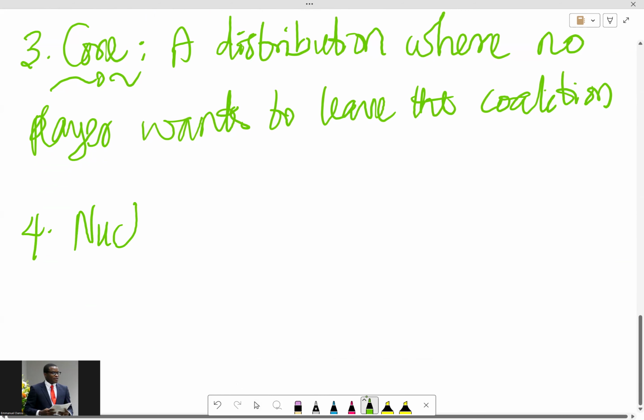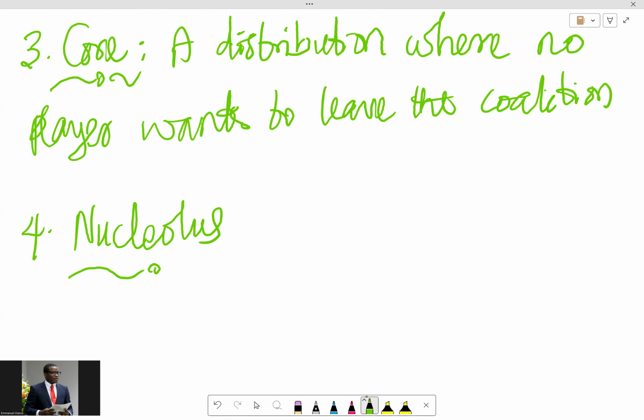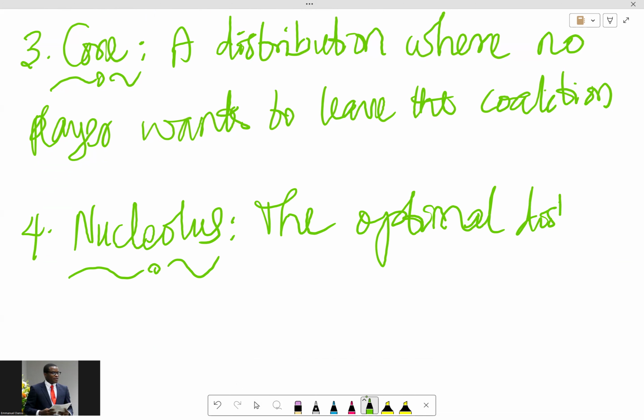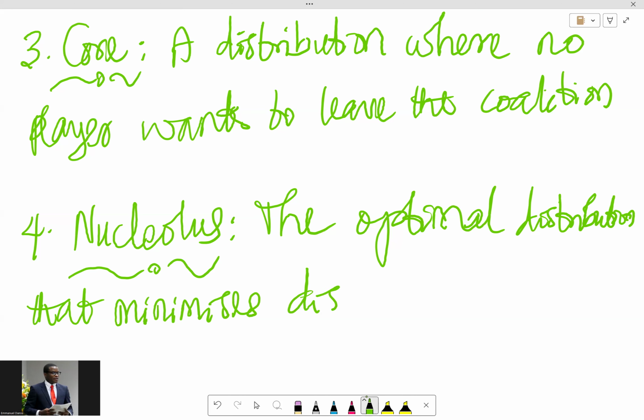Then we have the nucleolus. This is the optimal distribution that minimizes dissatisfaction.